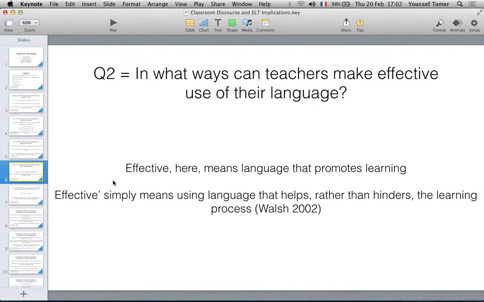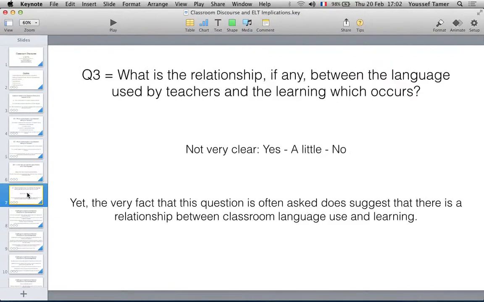So this is one of the suggestions we talked about, which goes hand in hand with the answer to question number 2. Then there was question number 3: the relationship, if there is any, between classroom discourse and students' achievements. There's no final answer for this. Some people say yes, some say no. But the fact that this question is raised many times suggests that there could be some relationship between the way teachers use their classroom discourse and students' achievements, and achieving pedagogical goals.